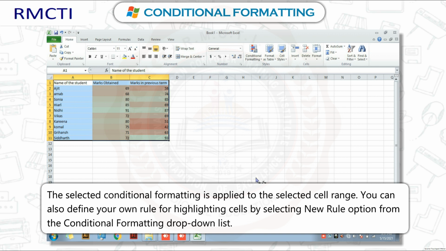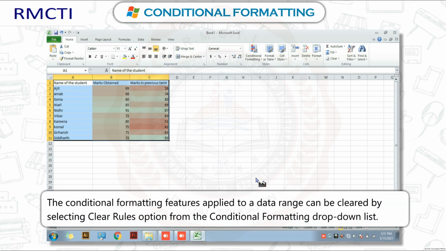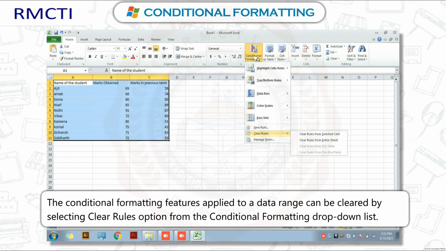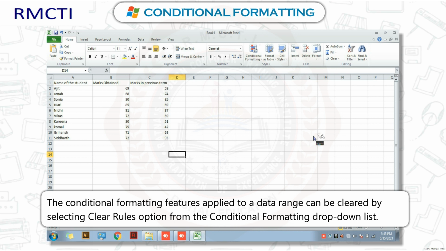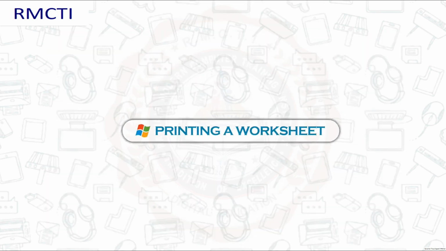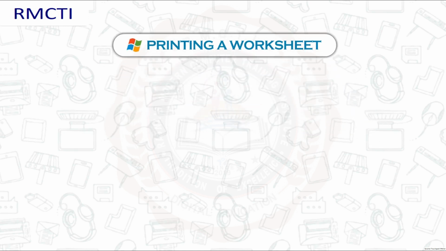You can also define your own rule for highlighting cells by selecting New Rule option from the Conditional Formatting drop-down list. The conditional formatting features applied to a data range can be cleared by selecting Clear Rules option from the Conditional Formatting drop-down list. Printing a worksheet.